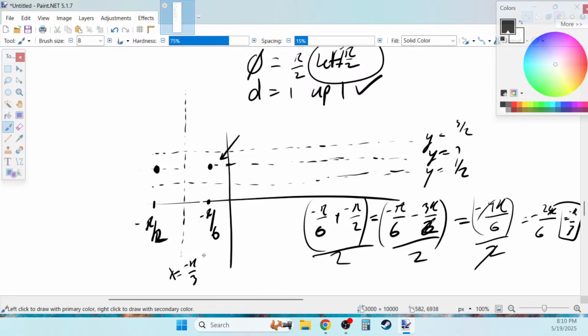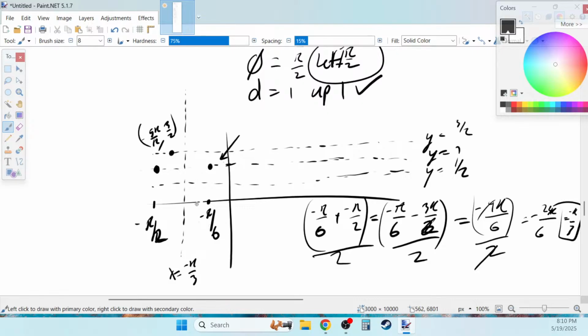And then halfway between negative pi over 3 and pi over 2 is going to be the same thing. If you add the two fractions together and divide by 2, you get halfway. It's going to be 5/12. So up here, it's going to be negative 5 pi over 12, comma, 3 halves.